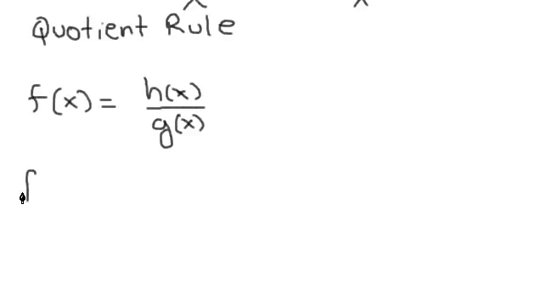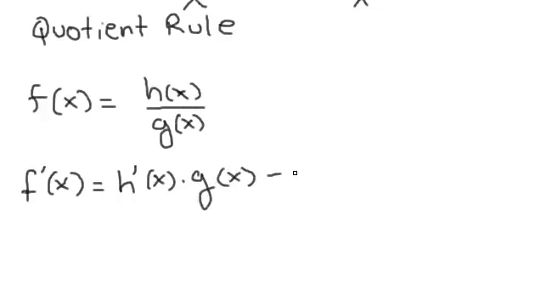So we want to find f prime of x. So we take the derivative of the numerator, and the derivative of h of x is h prime of x times the derivative, or times the denominator, minus the numerator times the derivative of the denominator.